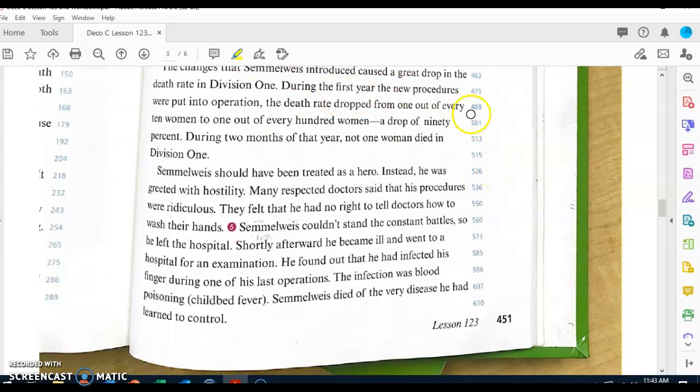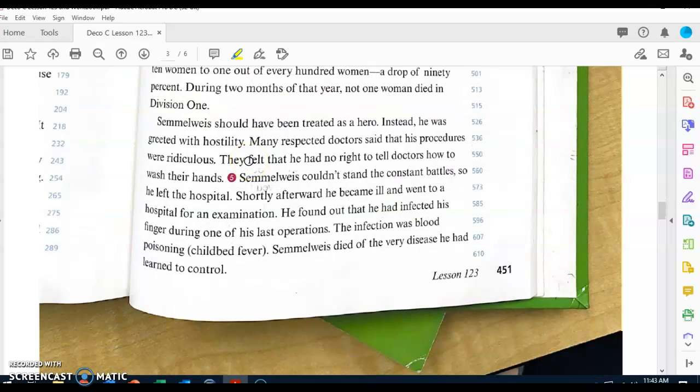The changes that Semmelweis introduced caused a great drop in the death rate in Division 1. During the first year the new procedures were put into operation, the death rate dropped from 1 out of every 10 women to 1 out of 100 women, a drop of 90%. During 2 months of that year, not one woman died in Division 1.